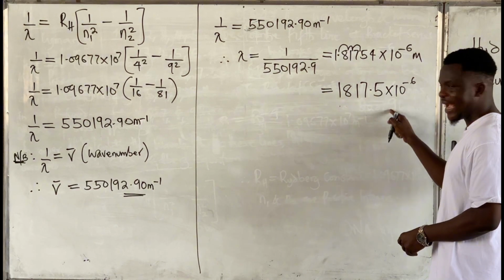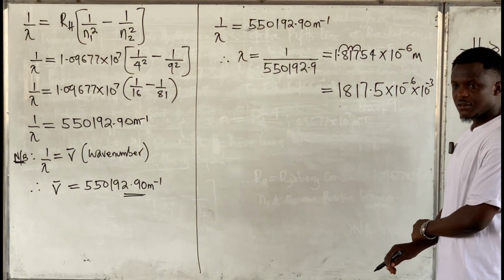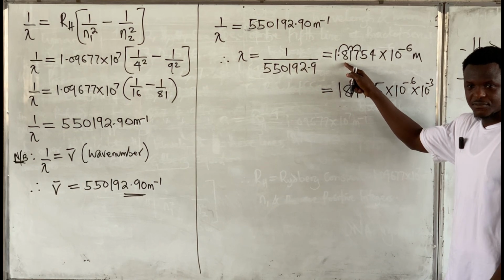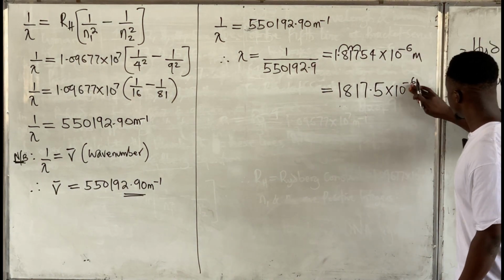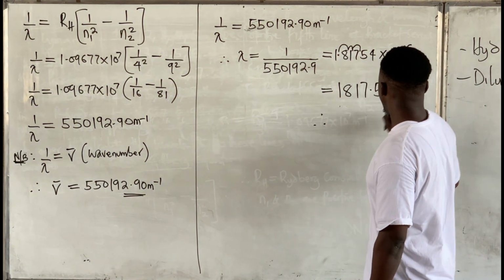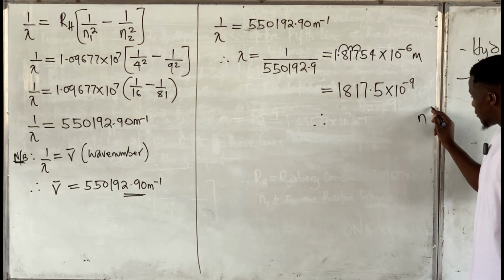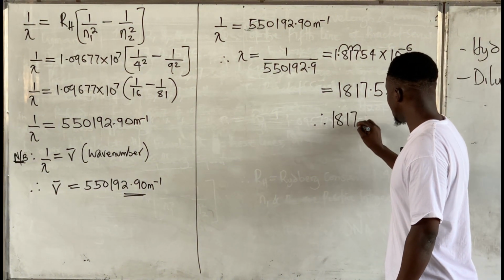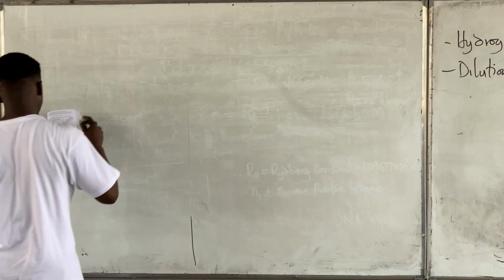Class, look up. This was 10 raised to the power of minus 6. This movement I did is like saying times 10 to the power of minus 3, and you go back to this. Right? So minus 6 minus 3 now becomes minus 9. And 10 raised to the power of minus 9 is nano, right? The symbol for nano is N. So this now becomes 1817.5 nm. All right, let's look at the next question.